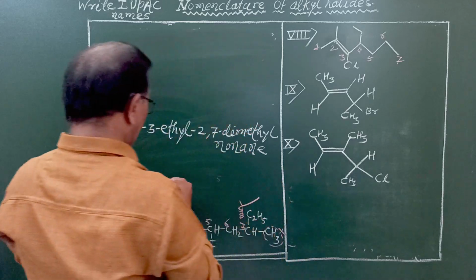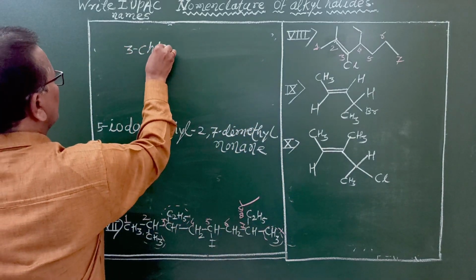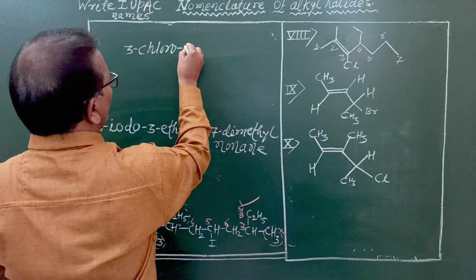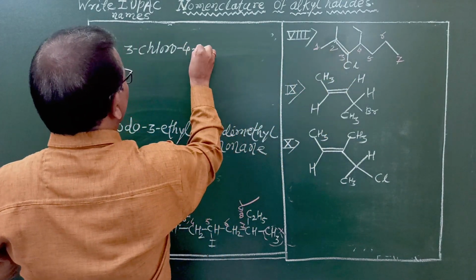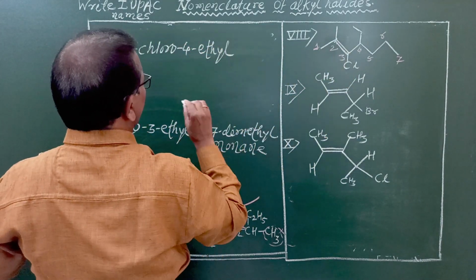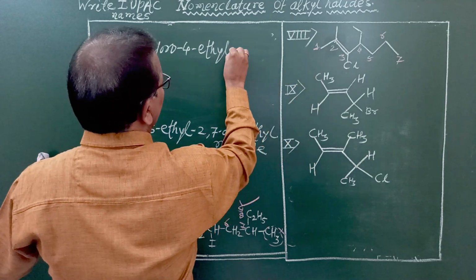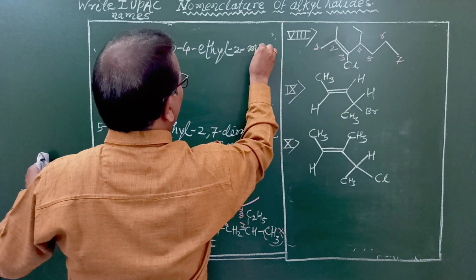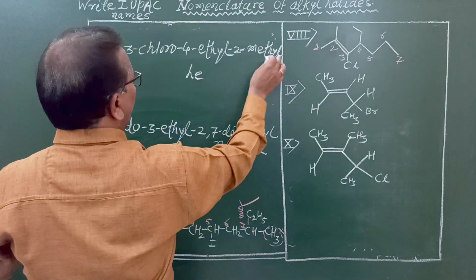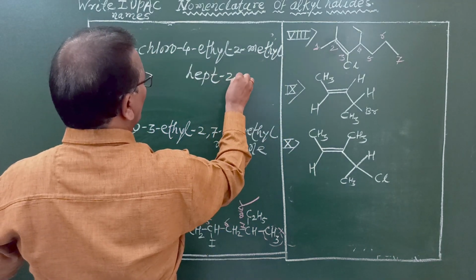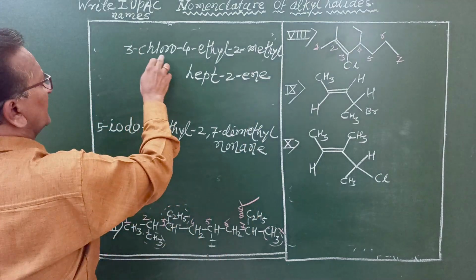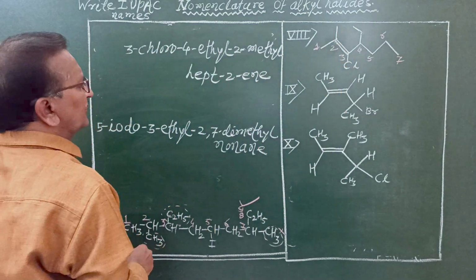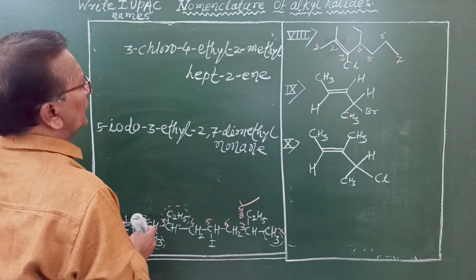So what is the name? The complete name of this compound: 3-chloro. Position of the chlorine atom. Then 3-chloro, 4-ethyl. Since E of ethyl appears before M of methyl, we have to introduce ethyl first and then methyl. What about the position of the methyl group? 2-methyl. Followed by hept, 2-ene. 3-chloro, 4-ethyl, 2-methyl, hept-2-ene. This is the complete name of compound number 8.